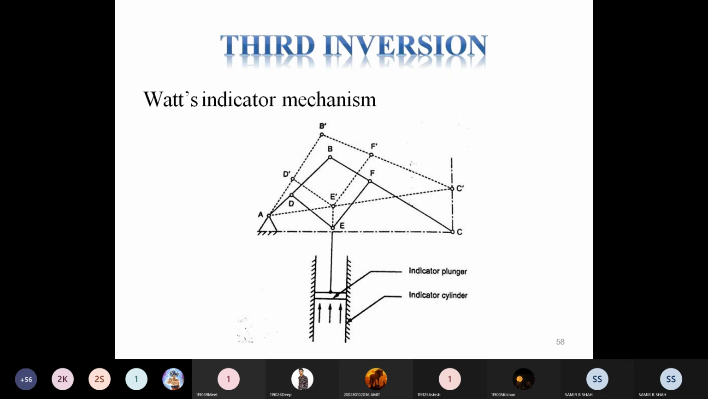So right now we are discussing the four-bar chain mechanism, where the first inversion is the beam engine. The second inversion of the four-bar mechanism is the coupling rod of a locomotive. The third inversion of the four-bar chain mechanism is known as Watt's indicator mechanism or double rocker mechanism.